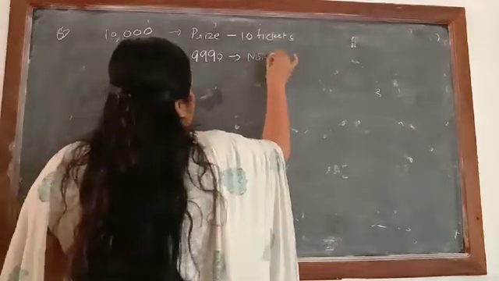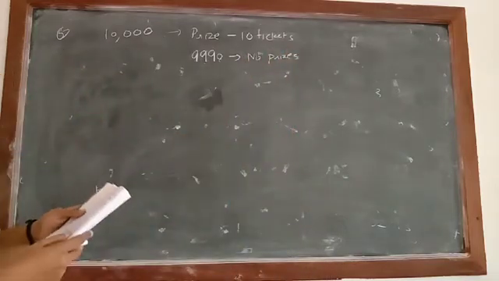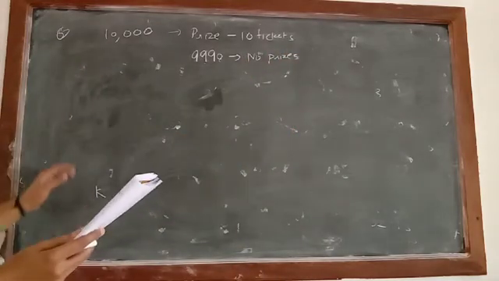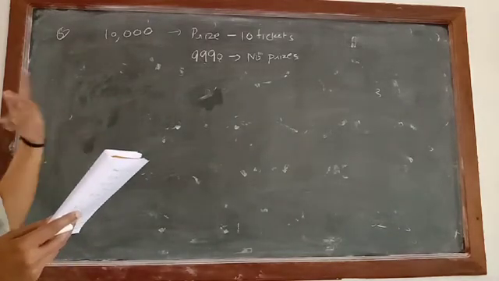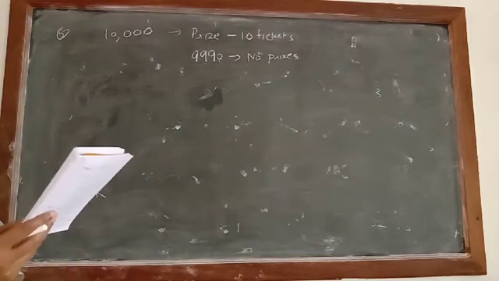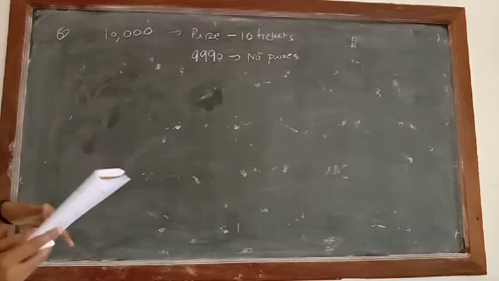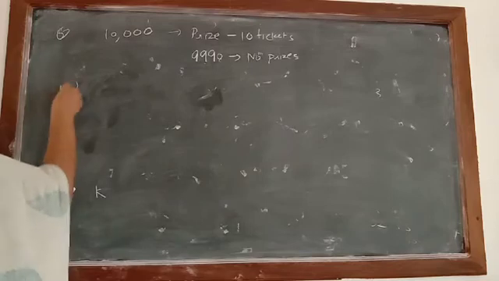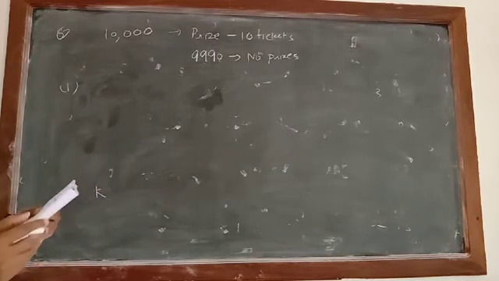9,990 tickets have no prizes. Correct? Now we can check the first condition written there. What is asked is the probability of not getting a prize. It is not asked what is the probability of getting a prize. Here it is asked the probability of not getting a prize if you buy one ticket.